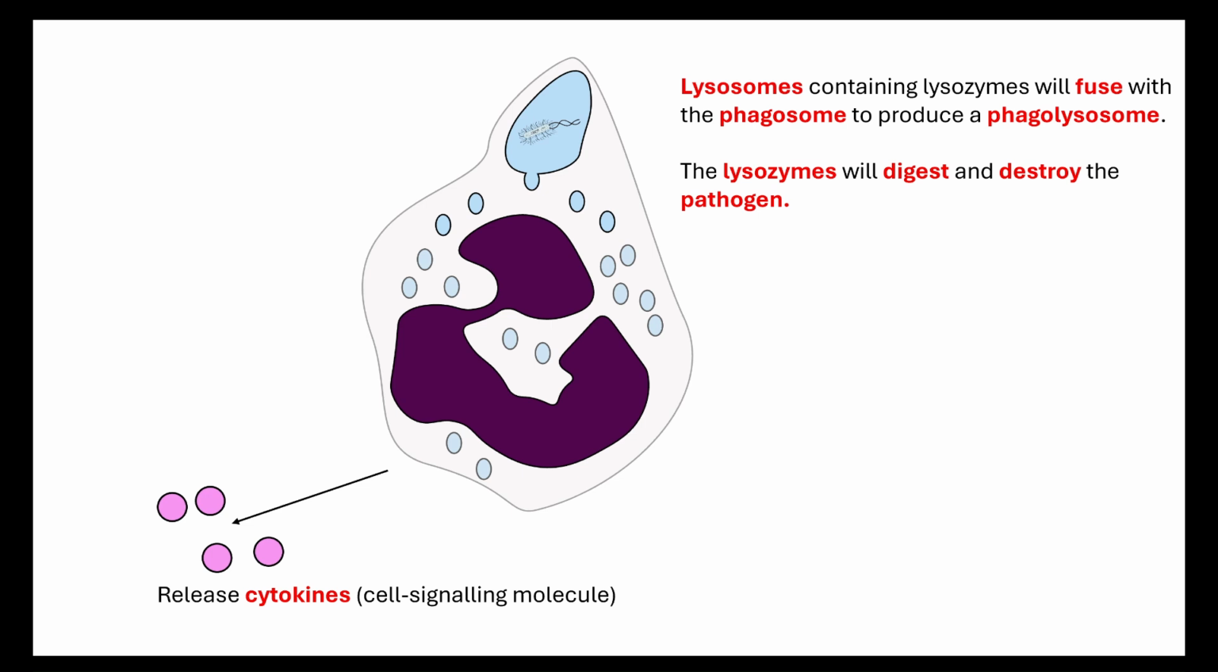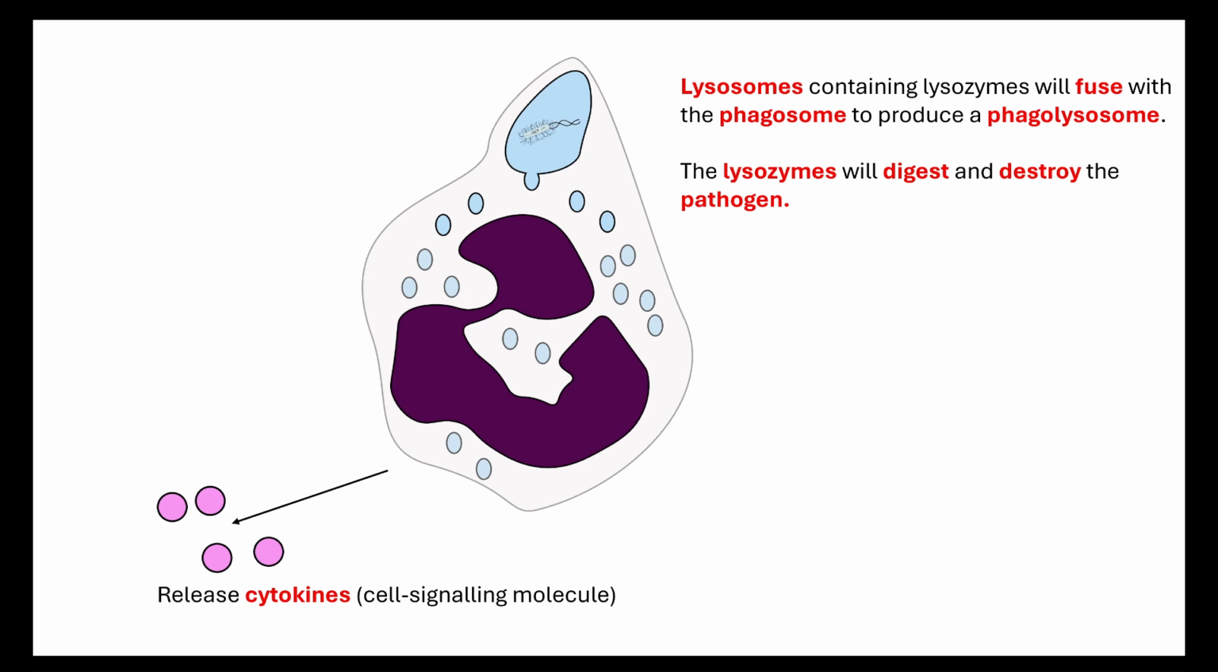So the other thing that happens with the phagocytes is they actually will release cytokines. Now, cytokines are a cell signaling molecule. If a phagocyte has engulfed and digested a pathogen, there has been some form of invasion. So what it needs to do is to signal to other cells to move to that area. So the cytokines, these cell signaling molecules, will actually cause more phagocytes to move to the area.